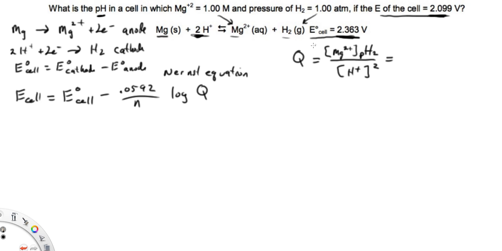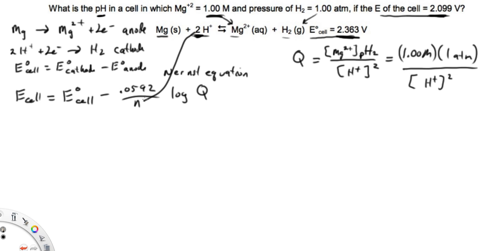Okay, so this is equal to 1.00 molar, that's the magnesium ion, times 1 atmosphere, over the hydrogen ion concentration squared, and we're solving for the hydrogen ion concentration, and that's what we're going to use to find the pH. N in this case is going to be 2. We're going to have 2 electrons transferred. So let's go ahead and plug this in.